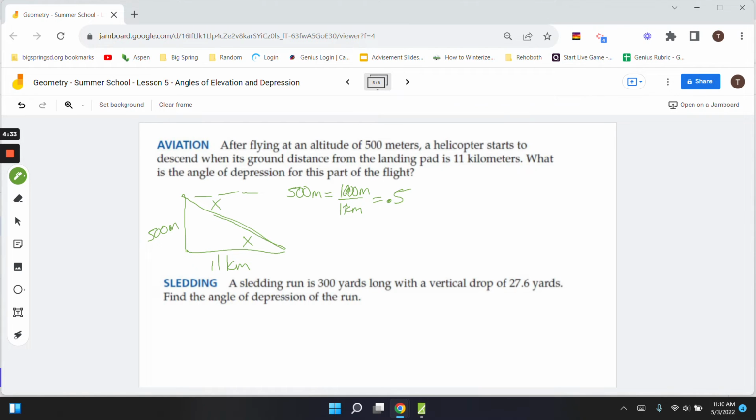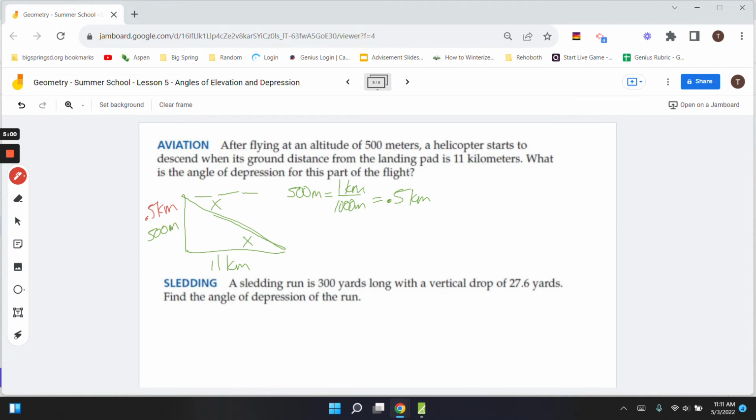So 500 meters is also 0.5 kilometers. So now I have common units. So if I label my triangle, here's my reference angle, hypotenuse, opposite, adjacent. The two things I care about are opposite and adjacent. So x is going to equal tan inverse of 0.5, because that's opposite over adjacent, 11.